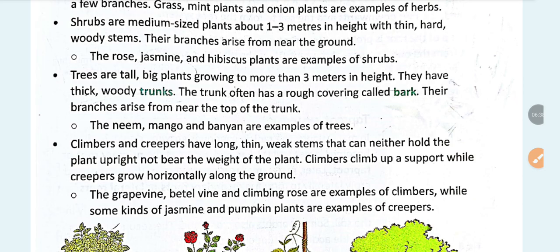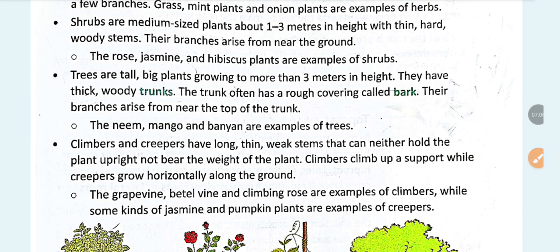Now trees are tall, big, much bigger than 3 meters in height. They have thick woody trunks, and the trunk often has a rough covering called bark. It's so rough that if you rub your hands on it 4 to 5 times a bit hard, it will also scratch your hands. Their branches arise from near the top of the trunk.